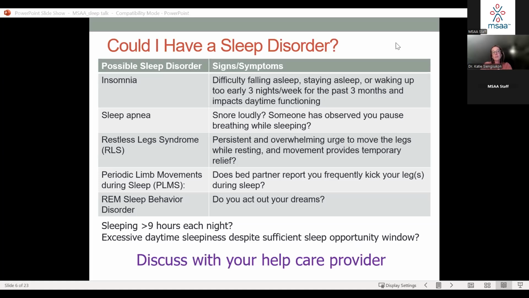And so those are some of the named sleep disorders, but also I would suggest that if you are feeling like you're needing to sleep more than 9-10 hours at night, that can also indicate an undiagnosed sleep disorder as well. Or if you wake up despite having a sufficient sleep opportunity window, if you still have excessive daytime sleepiness, again, that could indicate another undiagnosed sleep disorder as well. So if you're experiencing any of these things on this slide, I definitely would encourage you to speak with your healthcare provider to do a full workup to see if you might possibly have a sleep disorder.